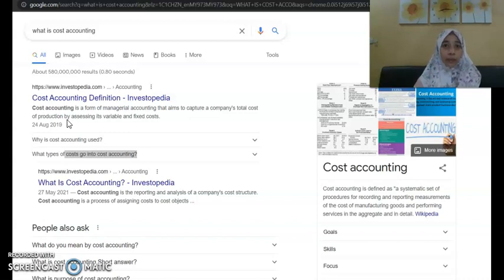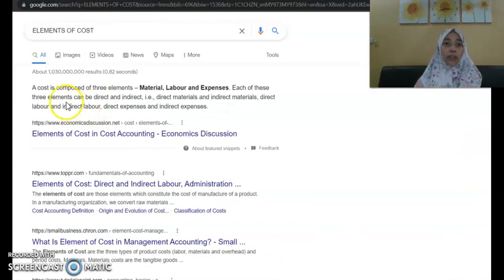So the next question is, what is included in your cost? There goes your element of cost. So you just Google the elements of cost. Elements of cost will consist of your material, labor, and expenses.